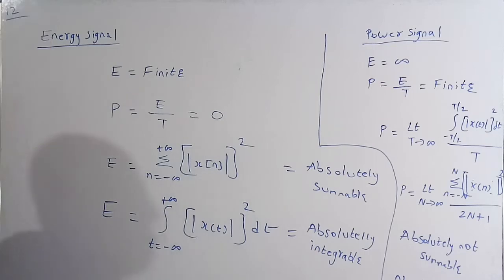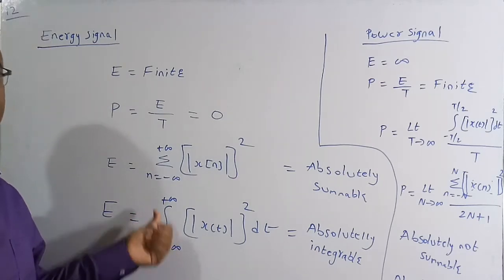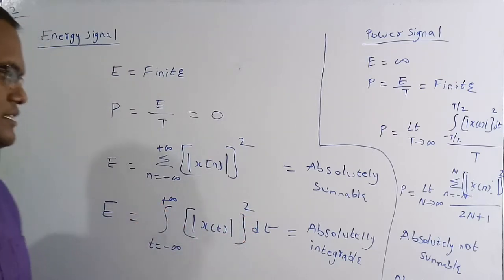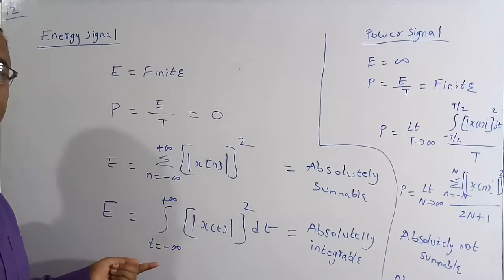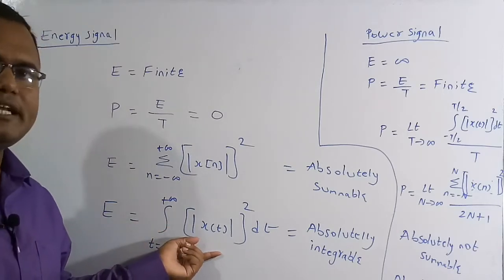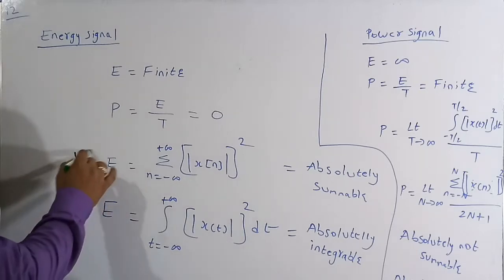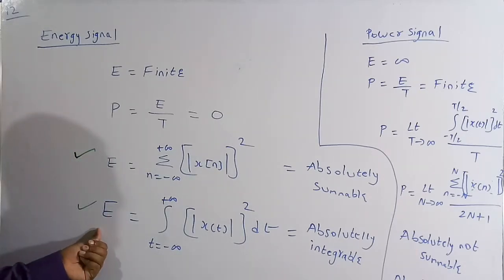And similarly for continuous time signals, energy is defined as the integration from t equal to minus infinity to plus infinity of mod of x of t whole square dt. This is used for both complex signals and real signals, because we are using the mod. So this is for discrete time signals and this is for continuous time signals.